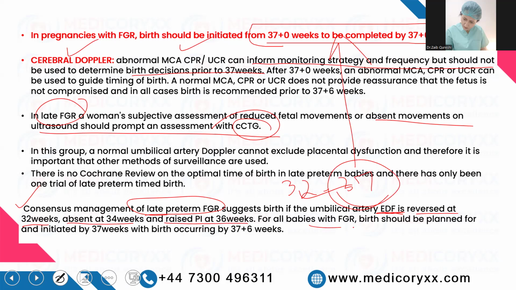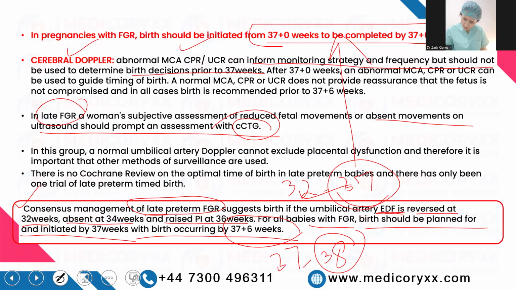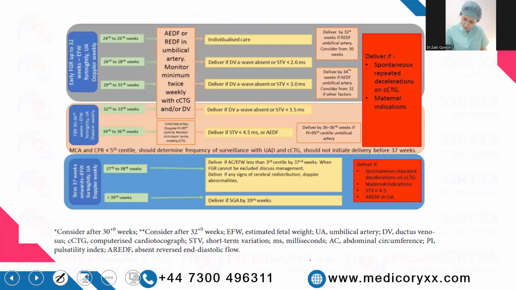For all babies with FGR, birth should be planned for or initiated by 37 weeks and should be completed by 37 plus 6 weeks. Plus minus, you can simply think of 37 to 38 weeks. Okay, clear everyone?